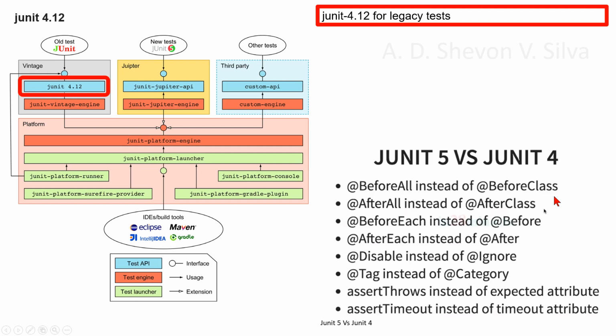Annotating a public static void no-arg method with @BeforeClass causes it to be run once before any of the test methods in the class. The @BeforeClass methods of superclasses will be run before those of the current class unless they are shadowed in the current class.